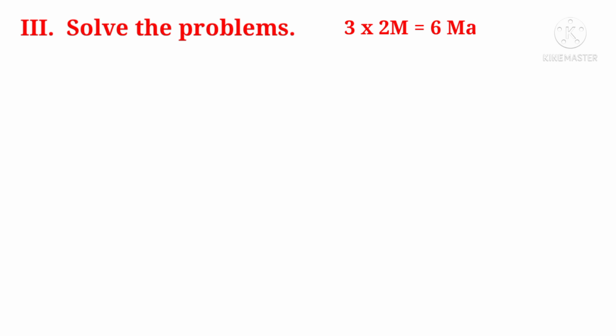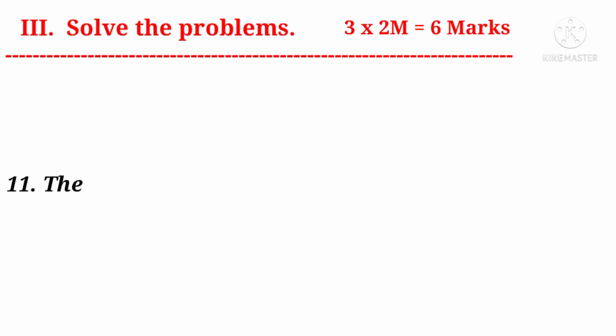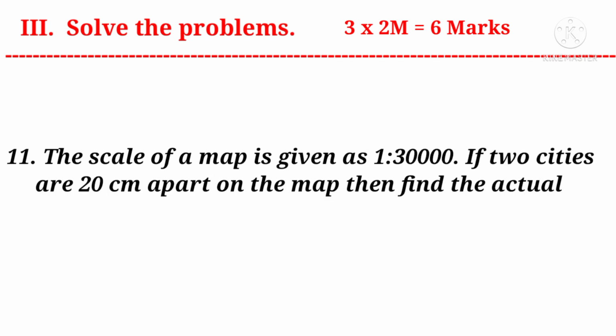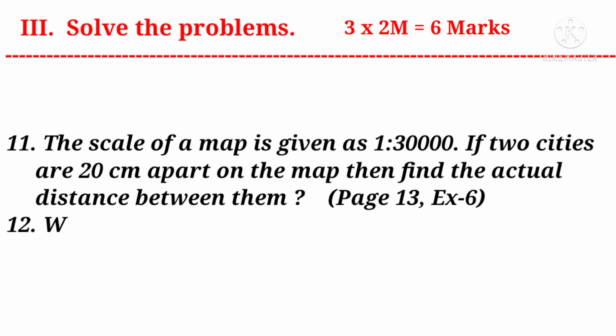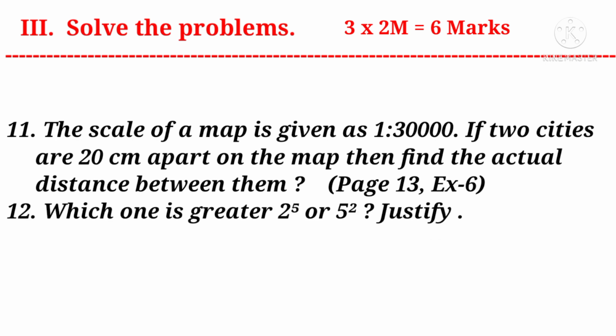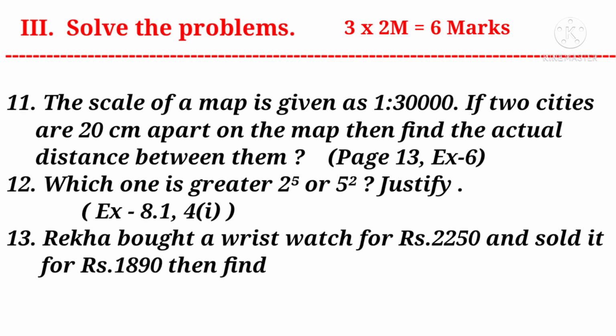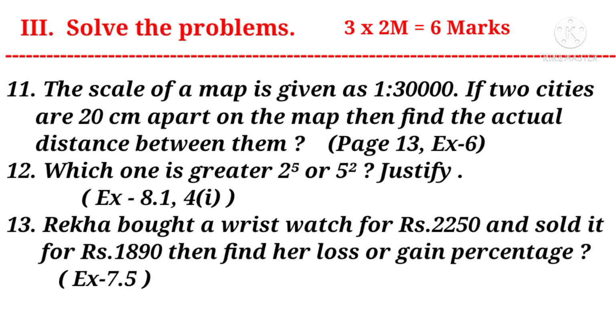Now let us take Roman number 3. Solve the problems. Each question carries 2 marks. There are 3 questions, so 3 into 2 marks is 6 marks. 11th question. The scale of a map is given as 1:30,000. If two cities are 20 centimeters apart on the map, then find the actual distance between them. It is from 7th chapter.